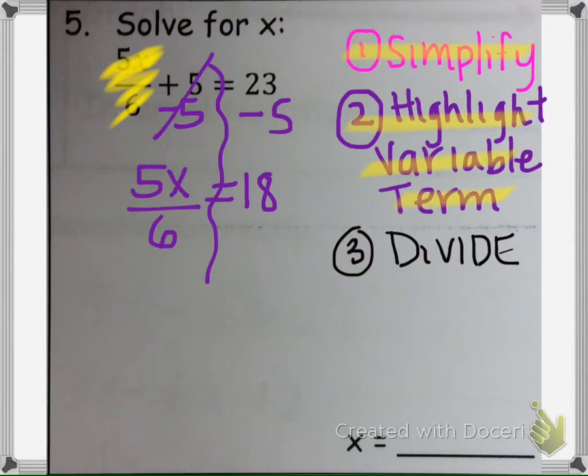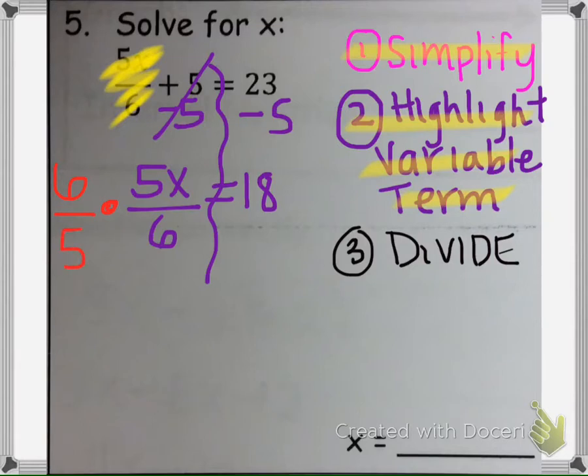Our third step is to divide. But we know, as we talked about in class, instead of dividing both sides like this by 5/6, because then this looks weird over here, instead we know our fraction rules and that dividing by 5/6 is the same thing as multiplying both sides by the reciprocal of 5/6, which is 6/5.